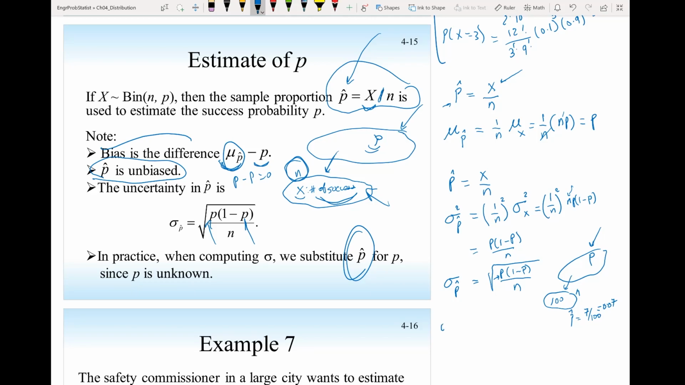So then the standard deviation of p is the square root of 0.07 times 1 minus 0.07, which is 0.93, divided by n. I have 100 transistors that I tested. And if I do this, then I should get 0.0255. So then my estimate of p will be 0.07 plus or minus 0.0255. That means the probability of failure could range from 9.55% and as low as 5%.